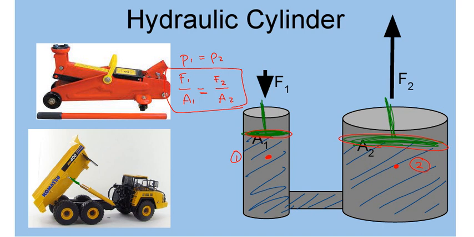Let's just make up some numbers here. Let's say that A1 is 6 square centimeters. A2 is, let's go with 60 square centimeters. All right. So if I push down with a force of 50 newtons here, and I'd like to know what F2 is, we'll solve this thing for F2 here.